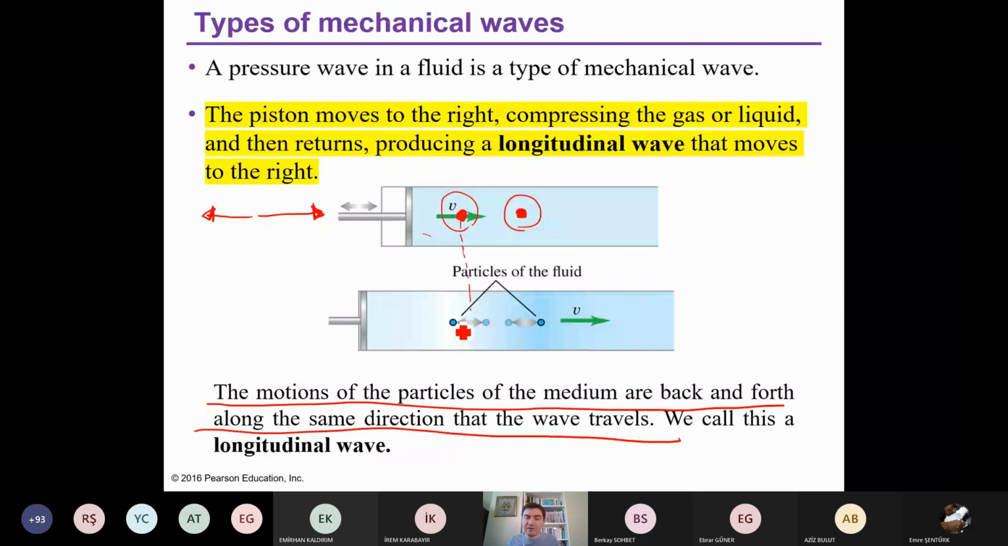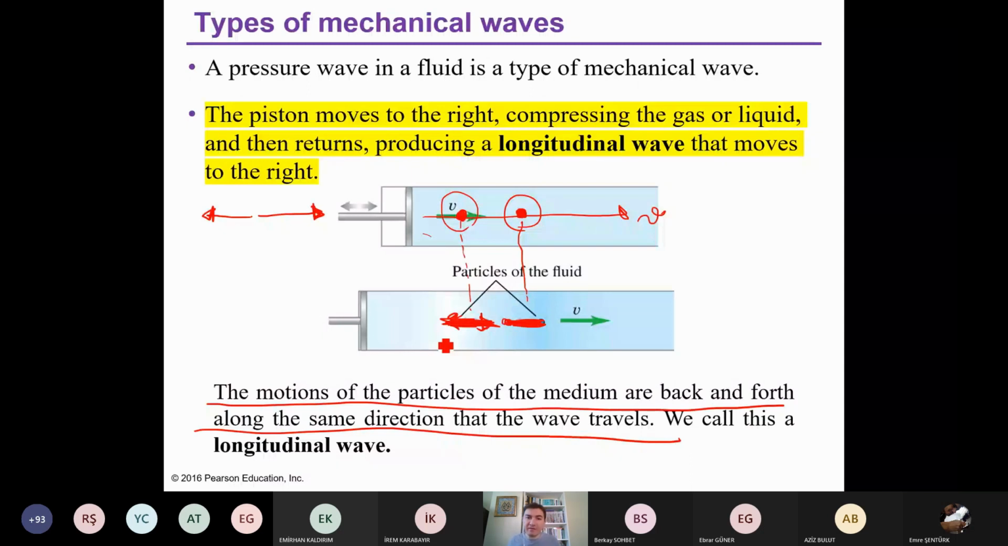So what do you see here? This is periodic motion or simple harmonic motion. And look at the motion of this particle. It moves with periodic motion, okay? So what about the direction of the wave? The wave travels to the right side with some certain velocity v, but the particles oscillate with some certain amplitude within the liquid, okay? And this oscillation, this motion of the particles, is parallel to the direction of the wave, okay?